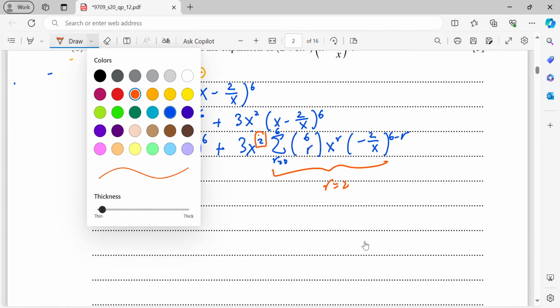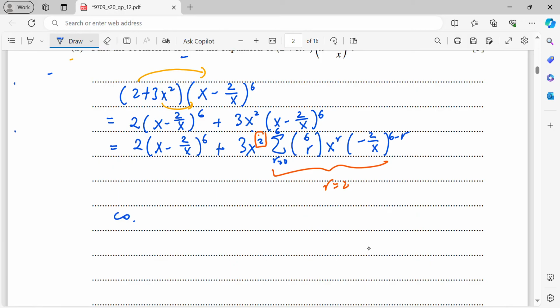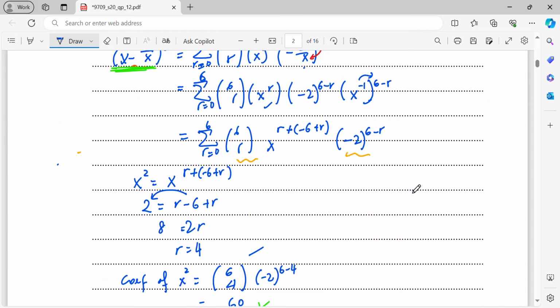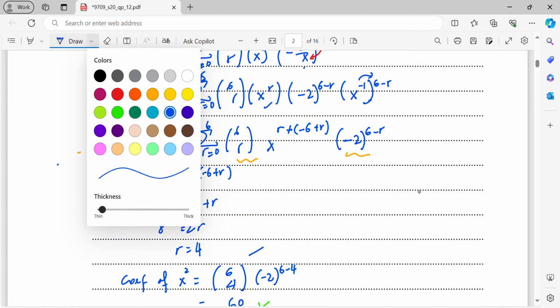That means now my coefficient of x squared, this one you got it from previous step, right? This coefficient of x squared is 60. So you just need to multiply by 2. Then plus 3 remains. Alright, so when r equals to 2, just substitute that into these two terms.